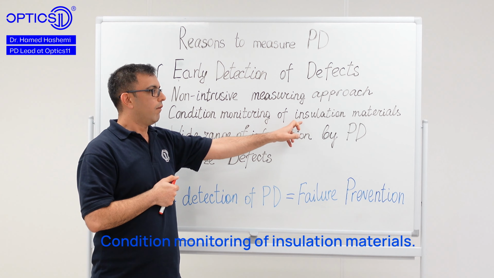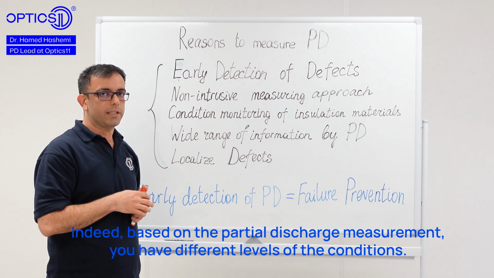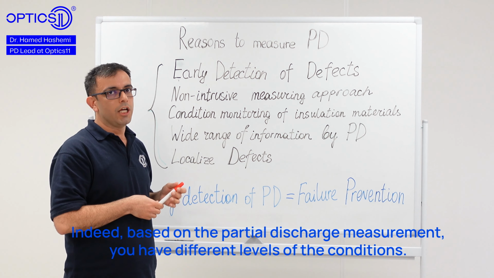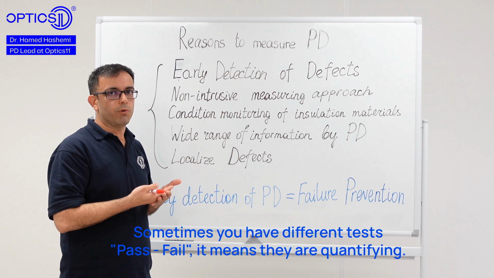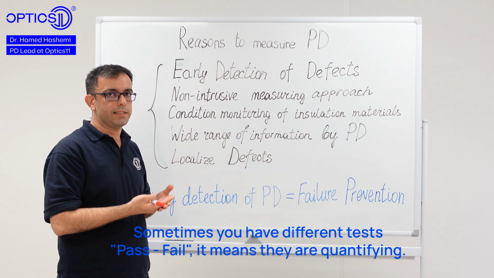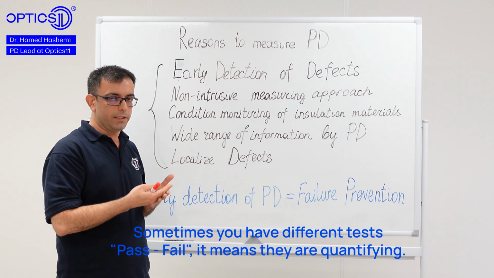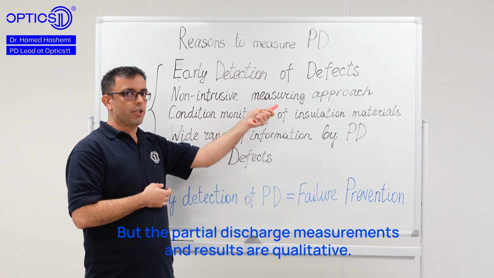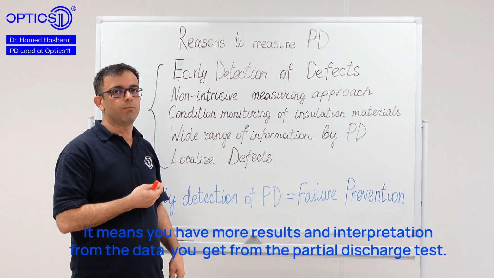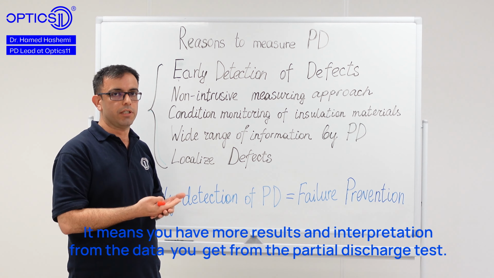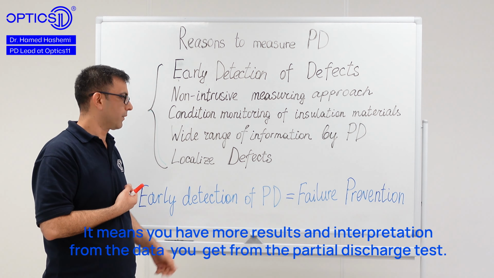Condition monitoring of insulation materials. Indeed, based on the partial discharge measurement, you have different levels of conditions. Sometimes you have different tests with pass or fail results, which means they are quantifying. But the partial discharge measurement and results are qualitative. It means you have more results and interpretation from the data you get from the partial discharge test.